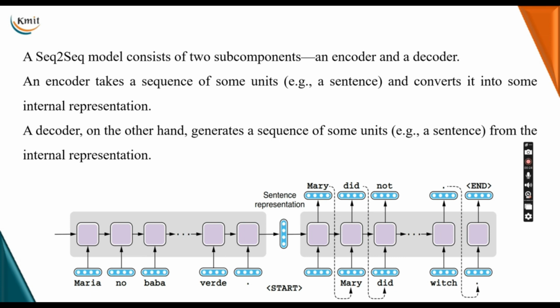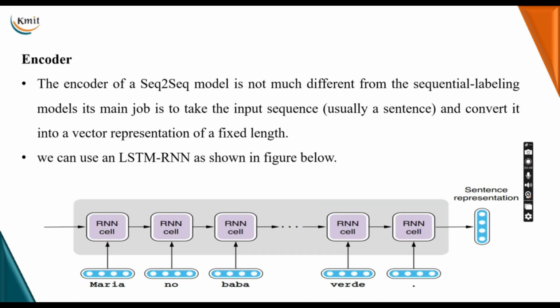In the previous session we have seen the sequence to sequence model consists of two main subcomponents, the encoder and the decoder. Basically, the encoder will take a sequence of inputs and convert that into some internal representation like this. The decoder, on the other hand, will try to generate a sequence of units with respect to the sentence representation from the encoder block, right? So let us see the individual functionality of the encoder and decoder.